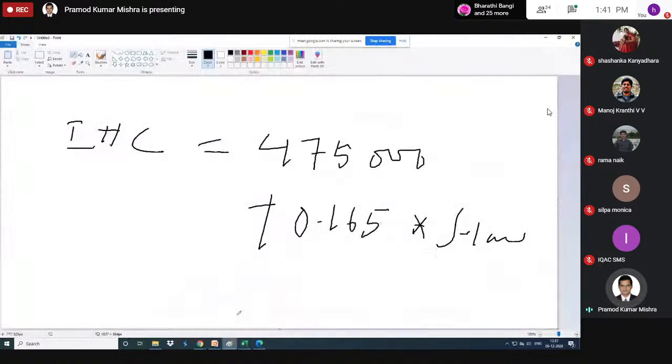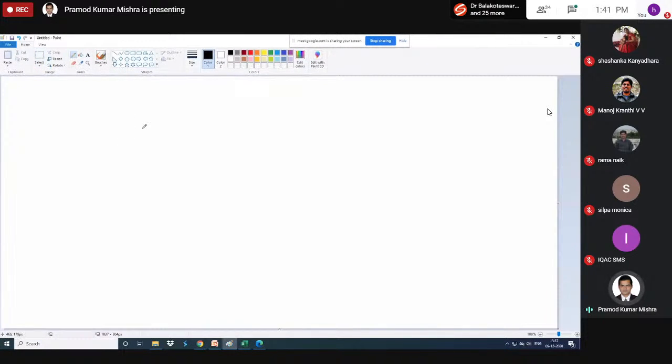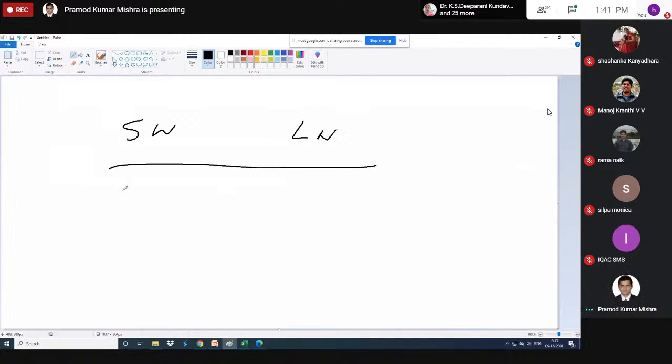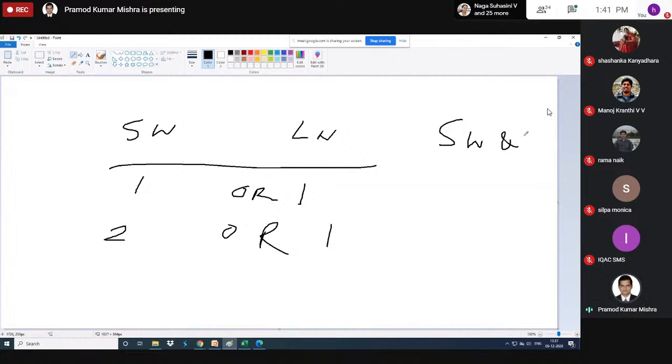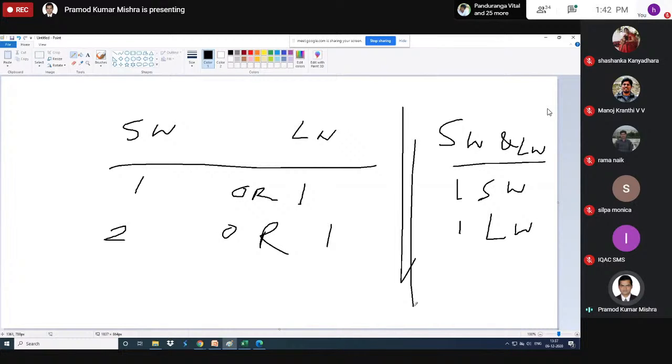Now further there is a task for you: to choose. Okay, to choose. So let's say small warehouse, large warehouse. Here you want to choose, let us say, one small warehouse or one large warehouse. Then 2 small warehouses or one large warehouse. Okay, these are the combinations. Then small warehouse and large warehouse. So one small, one large, right? One large warehouse. So all these things we need to do across 2008.